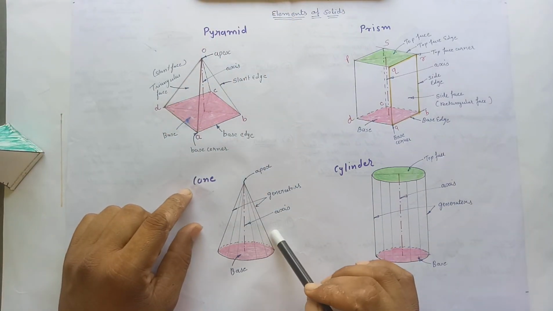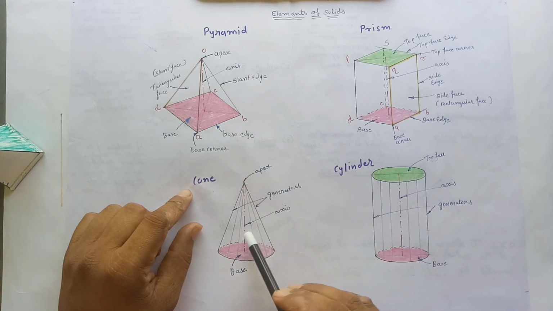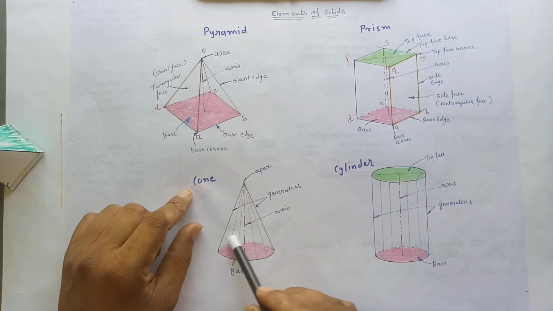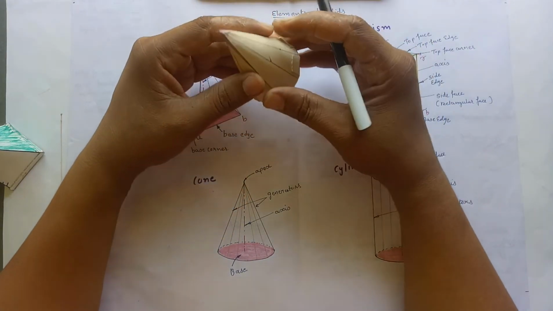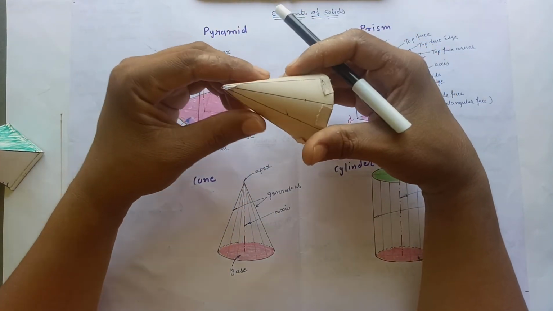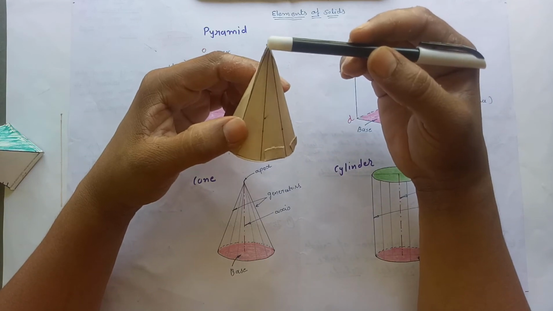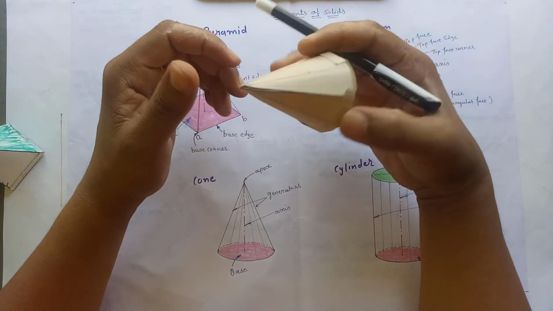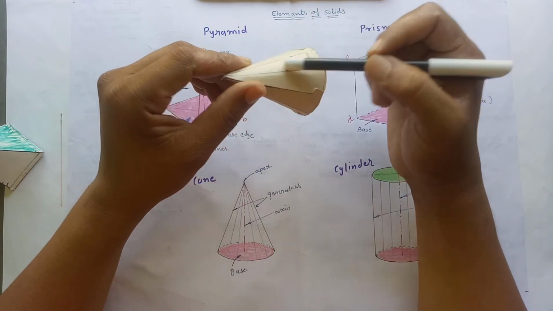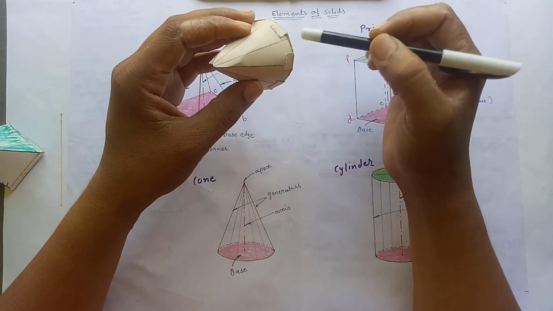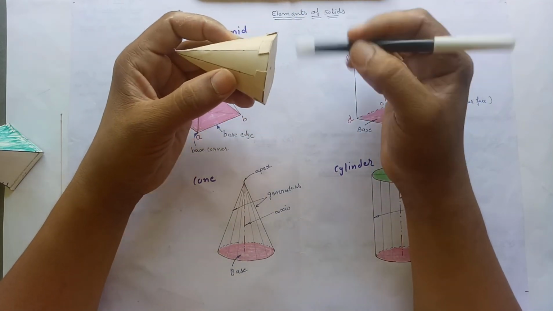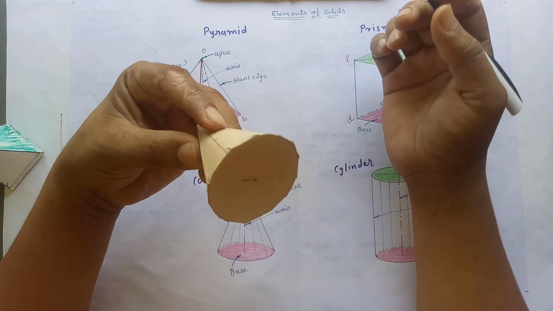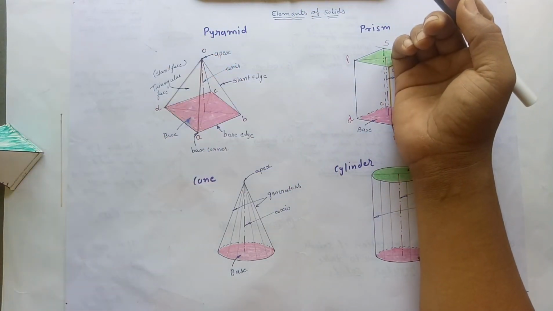Now the elements of the cone. This is the apex point. An imaginary line joining the apex point and the center of the base is known as the axis. This is the base, and these are the generators. The generators are also imaginary lines. You can see that a cone doesn't have any edge. The generator is an imaginary line joining the apex point and a point on the periphery of the base. And we can say that a cone has infinite generators.